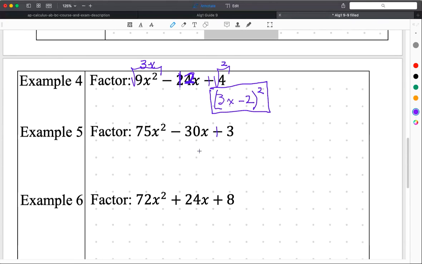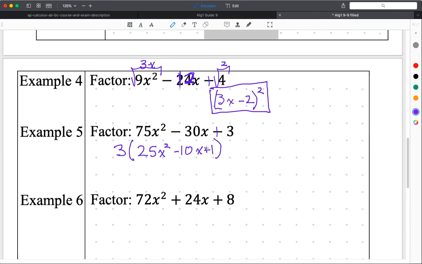Okay. Example number 5. You'll immediately notice, hey, 75 is not a square. If I try doing those steps of taking the square root, it doesn't work. So I have to factor out the greatest common factor. In this case, it's 3. 3 goes into 30. It goes into 3. And if I think of quarters as change, 3 quarters is 75 cents. So 3 also goes there. If I factor out the greatest common factor of 3, then I'm left with 25 because each of them is a quarter. So it's 25x squared minus 10x plus 1.